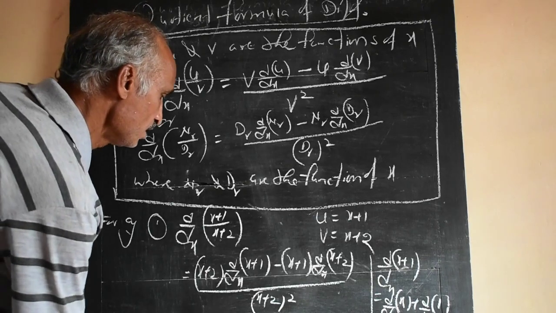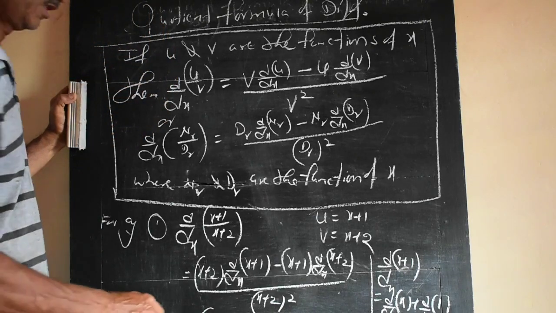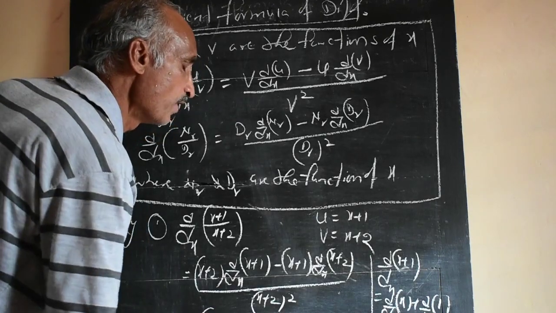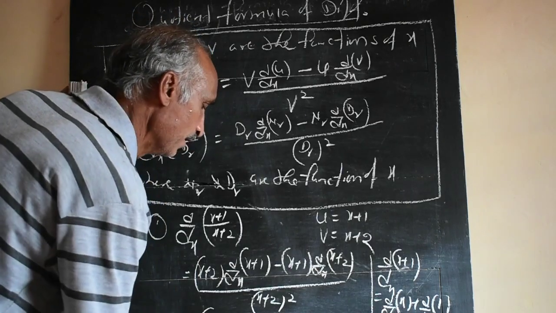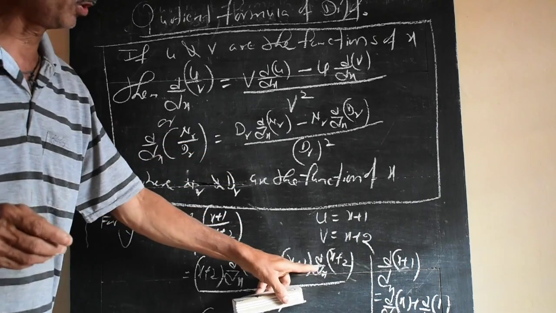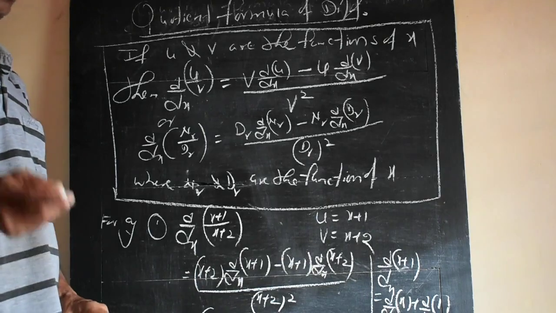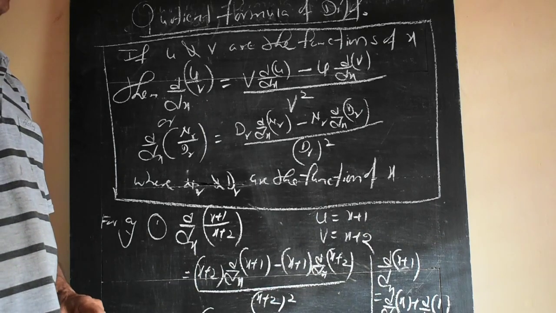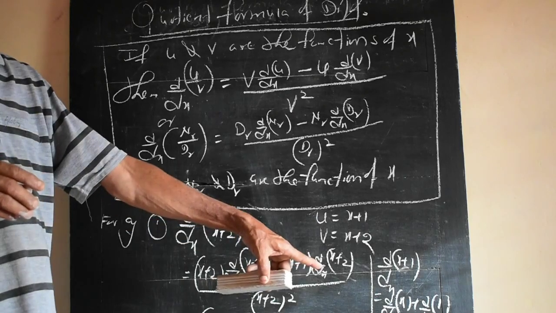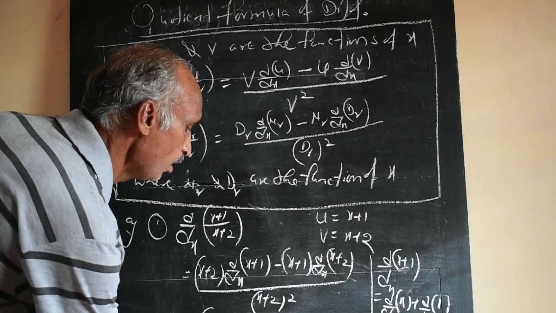So it is x plus 2 into, what is the differentiation of x plus 1? 1, minus x plus 1 into differentiation of x plus 2, which is 1 again, divided by x plus 2. Similarly, what is the differentiation of x plus 2? d by dx of x plus d by dx of 2. X differentiation is 1 and 2 differentiation is constant 0. Therefore, it is 1 plus 0. Whole divided by x plus 2 the whole square.